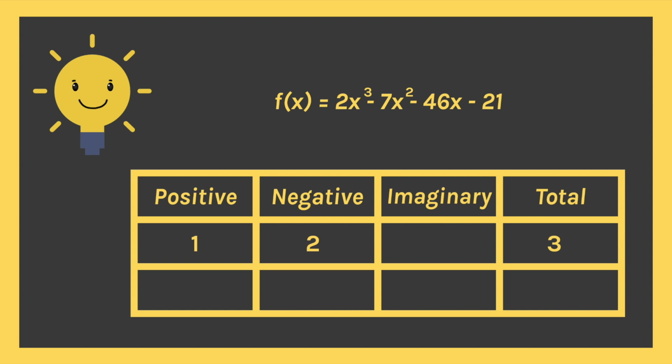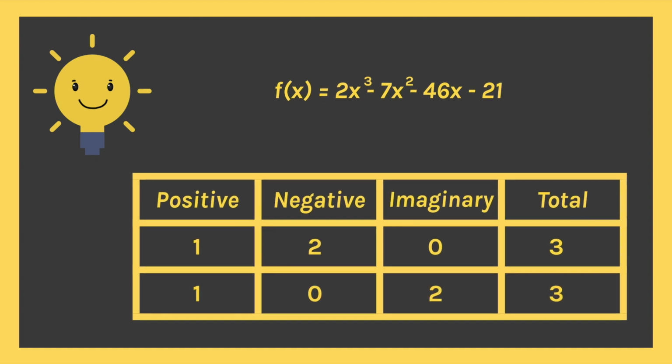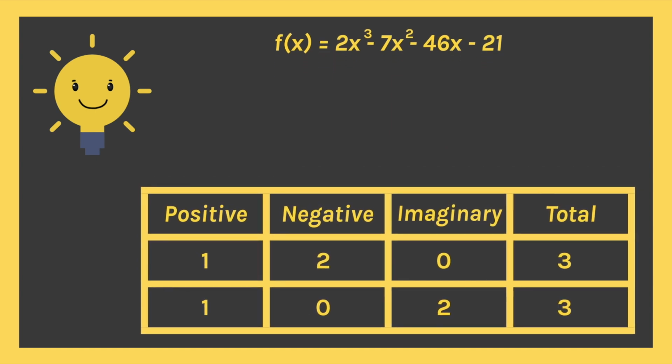Since the degree is 3, we can determine that there are 0 imaginary roots because 1 plus 2 is already 3, meaning 3 minus 3 is 0. Then, we subtract 2 or any multiple of 2 if possible. In this case, we can subtract 2 from the negative column, leaving us with 0. Transfer the 2 to the imaginary column. Tada! You have another combination.